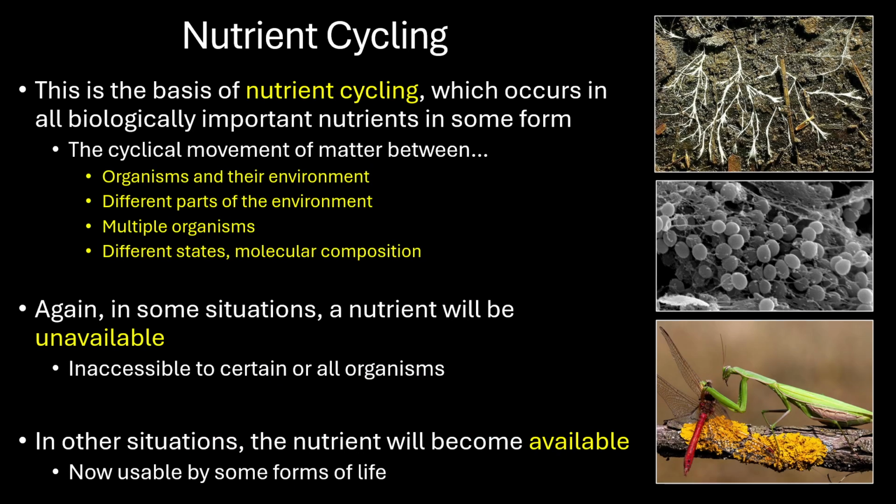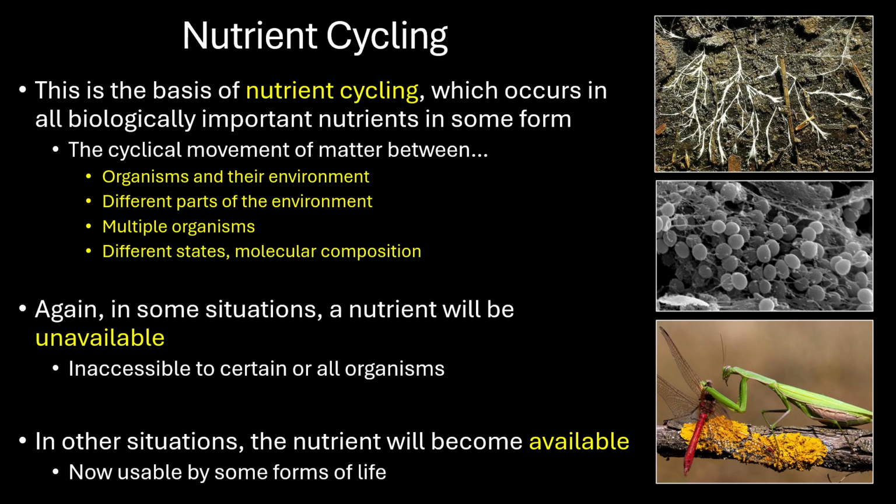This concept that I'm describing, the movement of these nutrients around like this, is the basis of something called nutrient cycling, which occurs in all of these biologically important nutrients. We see this in one form or another, okay? And so in this way, we have a cyclical movement of matter that occurs between organisms and their environment, different parts of the environment, say aquatic environment and terrestrial, or terrestrial and atmospheric. It can move between multiple organisms when one thing eats another, for example. And it can also change states. It can change molecular composition. These transformations, these movements, this is what defines nutrient cycling.